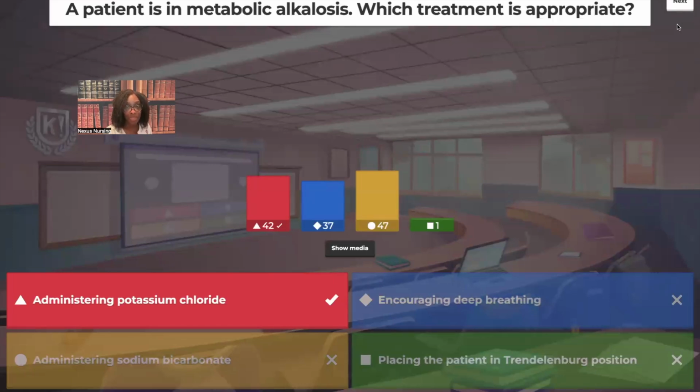You're going to administer potassium chloride, guys. A patient's in metabolic alkalosis. What treatment is going to be appropriate? Potassium chloride. Why potassium chloride? Hypokalemia is one of the most common causes of metabolic alkalosis. Give them potassium chloride. They are getting on my nerves on purpose.